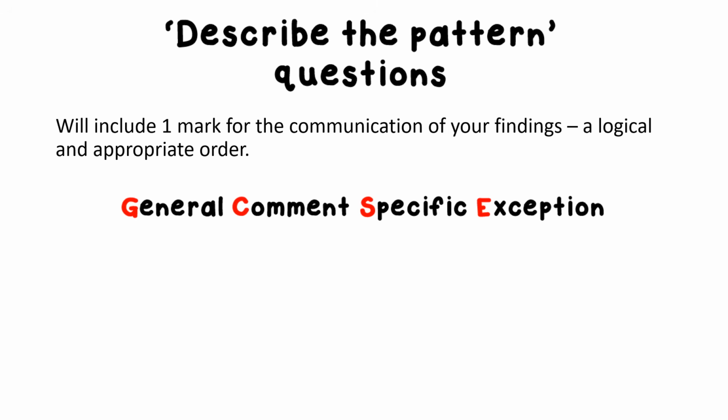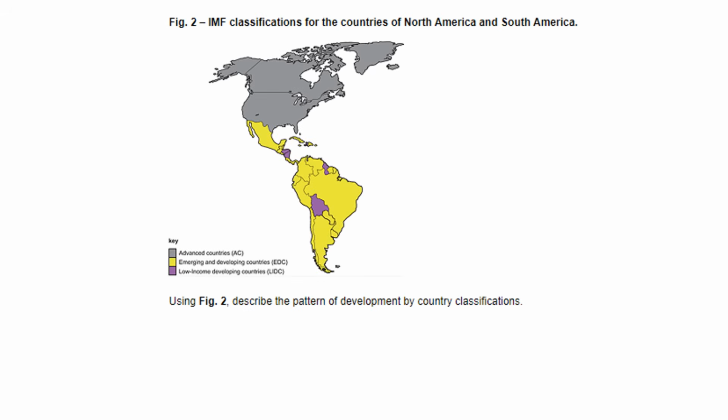Okay, so remember when you get describe the pattern questions, you actually get 1 mark for just communicating in a logical and an appropriate order. So we've talked about using GCSE. So giving a general comment about what you can see, then giving some specific detail about what's happened in a particular year or in a particular continent, and then maybe giving some exceptions or anomalies. So particular years where it was particularly high or low, or a continent where there's nothing of the particular thing you've been asked to describe the distribution of.